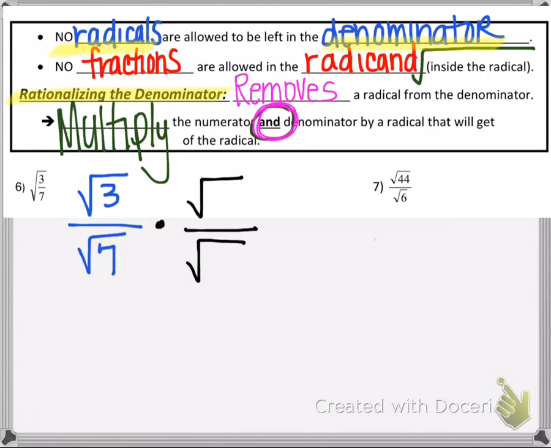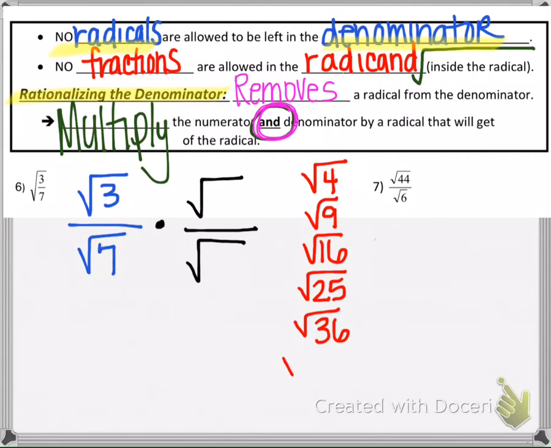So one way to think about it is if I think about all the perfect squares. So for example, 2 times 2 is 4. 3 times 3 is 9. 4 times 4 is 16. 5 times 5 is 25. 6 times 6 is 36. 7 times 7 is 49. So if we think about these radicals that have an answer, like this equals 6, this equals 5, this equals 4, and so on.